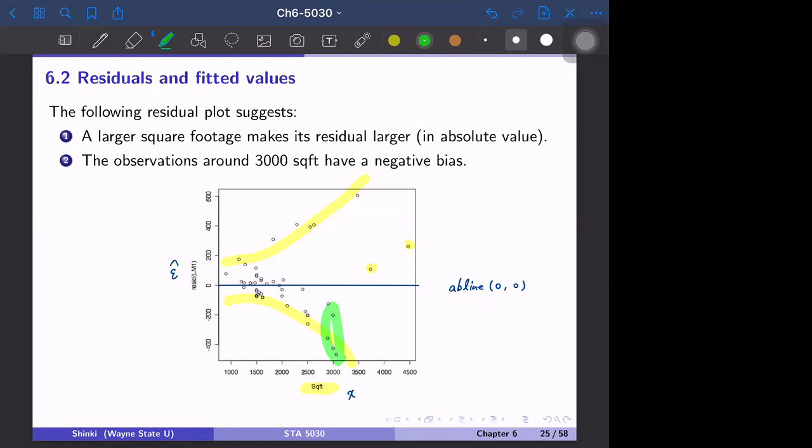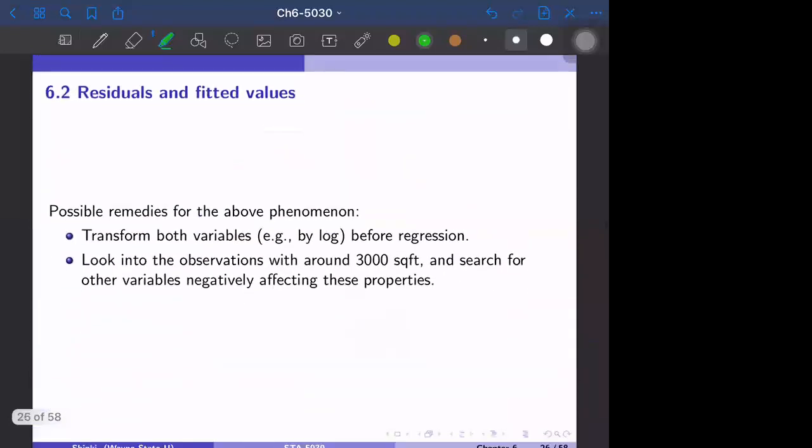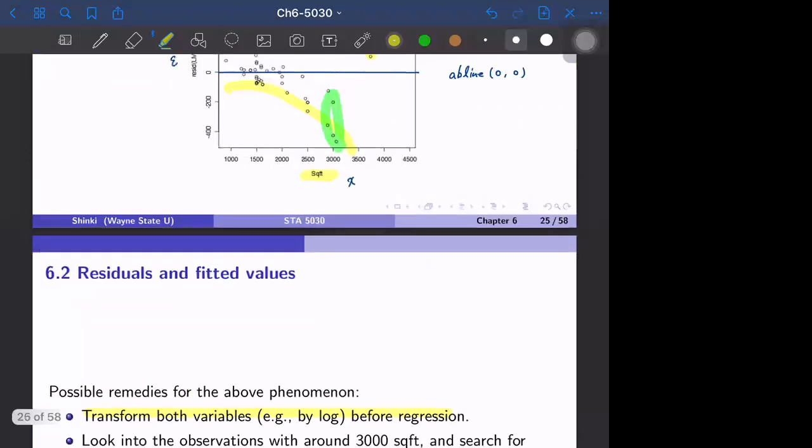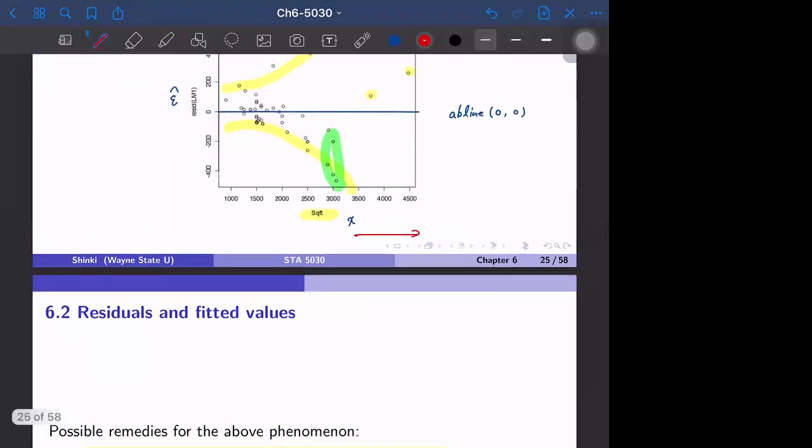So we have to do some improvement and adjust it. One possible remedy for this specific case is to transform both variables, because when x is larger, the error is also larger. That is somewhat natural in some cases.